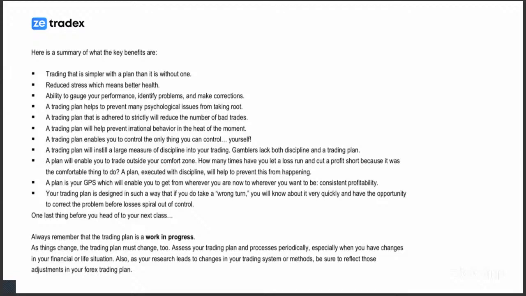A trading plan will help prevent irrational behavior in the heat of the moment. A trading plan enables you to control the only thing you can control: yourself. And the trading plan will instill a large measure of discipline into your trading. Gamblers lack both discipline and a trading plan.